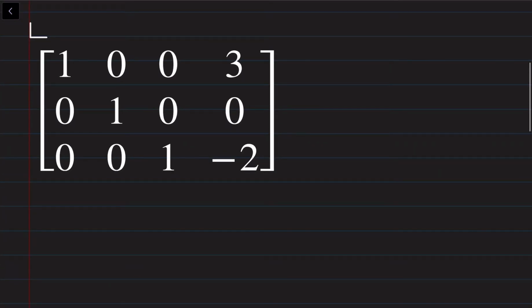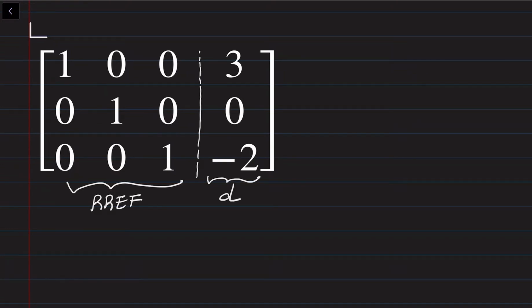Here we are given this matrix. This is already in the form of RREF. So let me write this. This is going to be a reduced row echelon form of the matrix, and this part is going to be this vector D, which gives us the solution, right? In order to get the solution, we need to write this augmented matrix in terms of the system of linear equations.